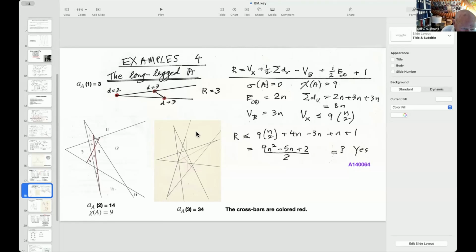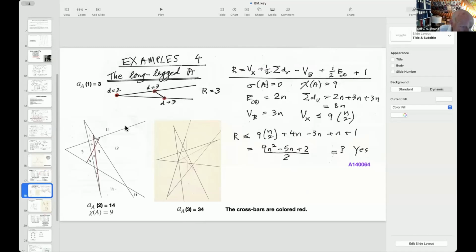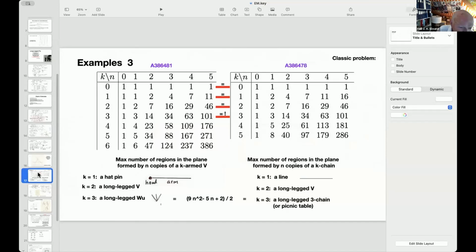Then if you do 3 A's, you can get 34 regions. So the sequence for A's began, if you have 1 A, there are 3 regions: the triangle, between the legs, and the outside. So there are 3 regions for 1 A, so it goes 3, 14, 39. And if you look at this table here, you see 3, 14, what did I say? I should have said 39, 34. Okay, the sequence goes 3, 14, 34. 3, 13, 34. They're the same.